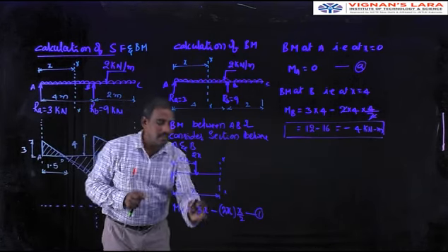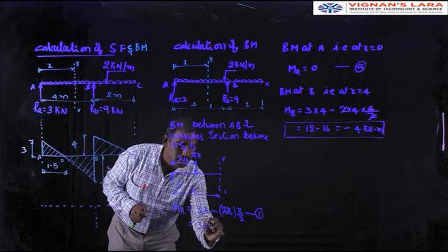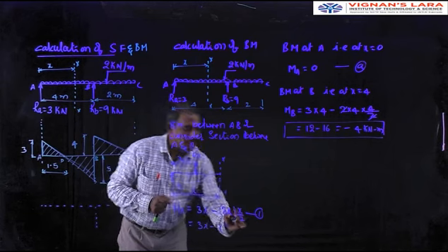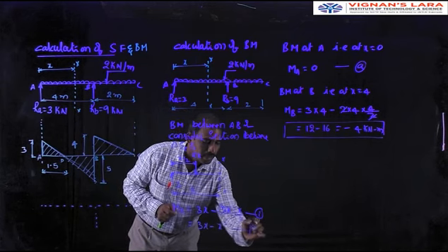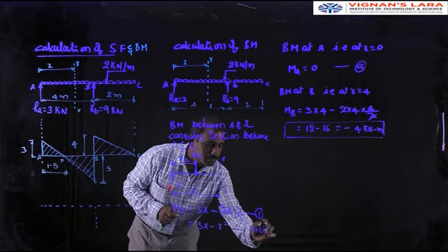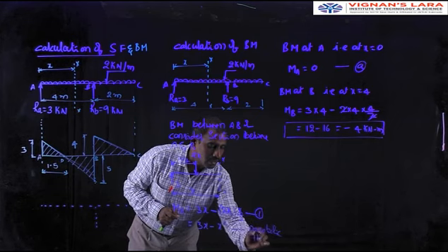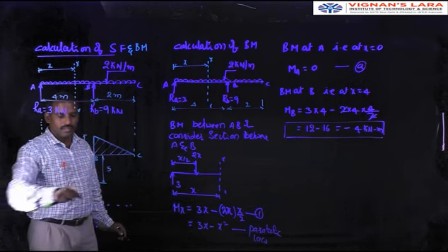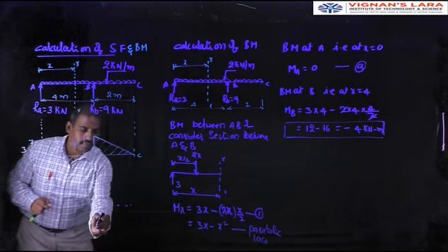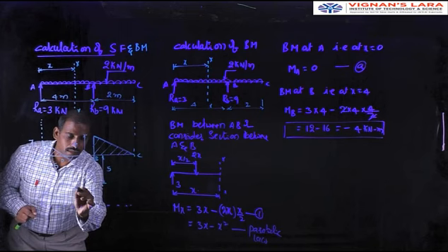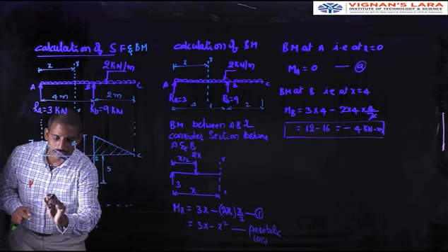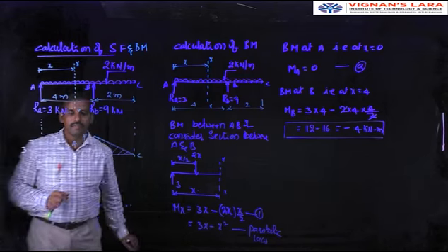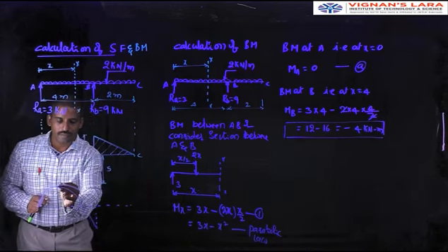Then I think that this can be rewritten as 3x minus x square. So it follows the parabolic law. So definitely it is a parabolic law. So this is 0, this is minus 4. So this is the bending moment diagram. It follows the parabolic law.